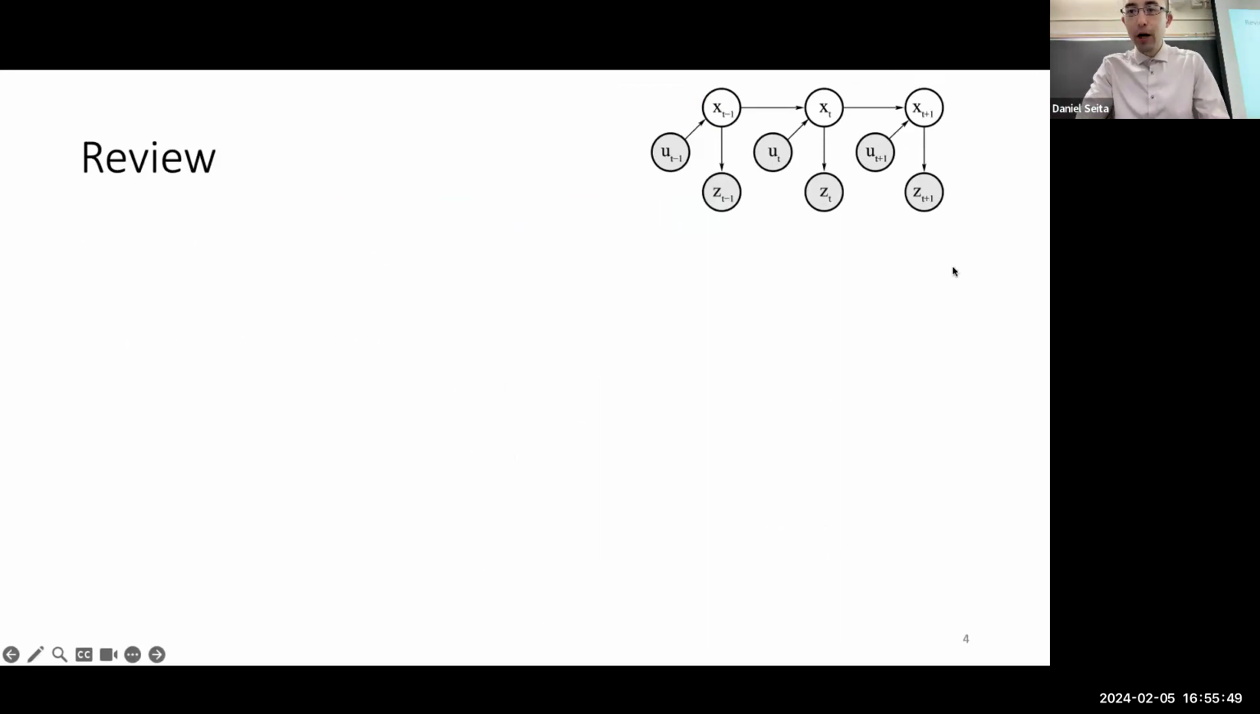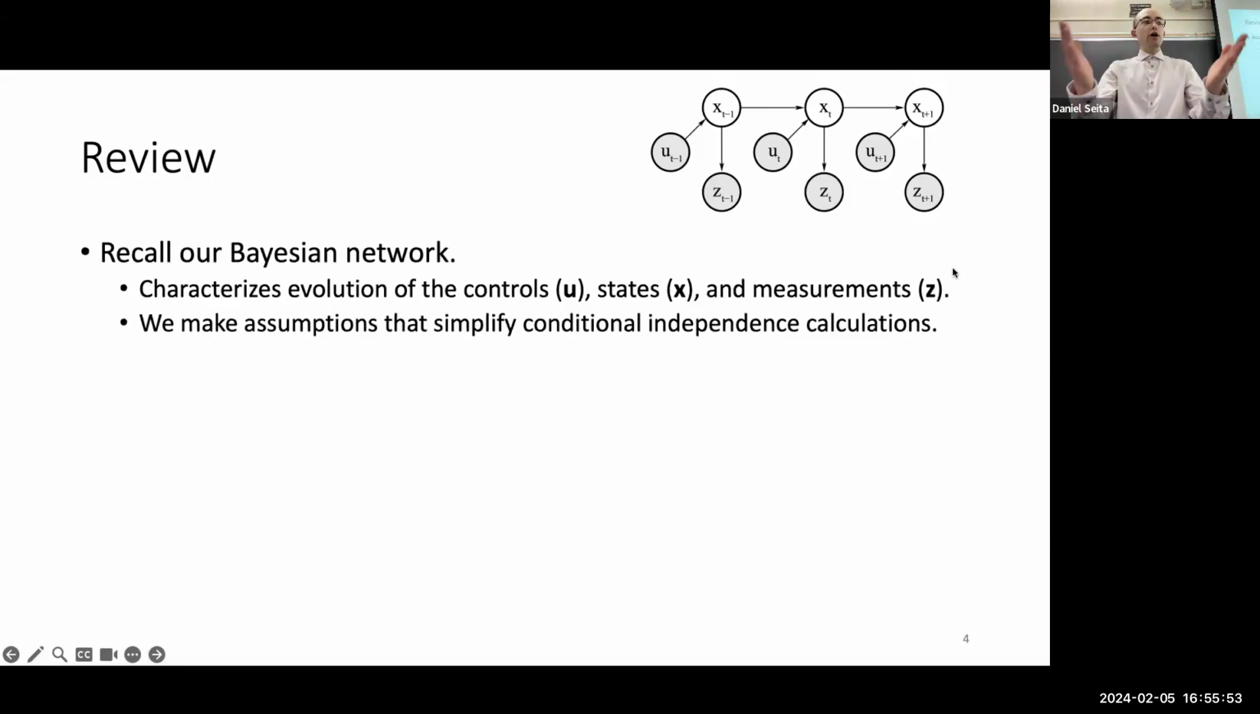As a quick review, recall our Bayesian network, the same one that we've been dealing with for the last few classes. This characterizes the evolution of our control, like the robot action, the state, which is unknown but which we want to know, and the measurements like GPS sensor, camera, or other things. And this is the assumption that we are making about the Bayes net that characterizes the system.